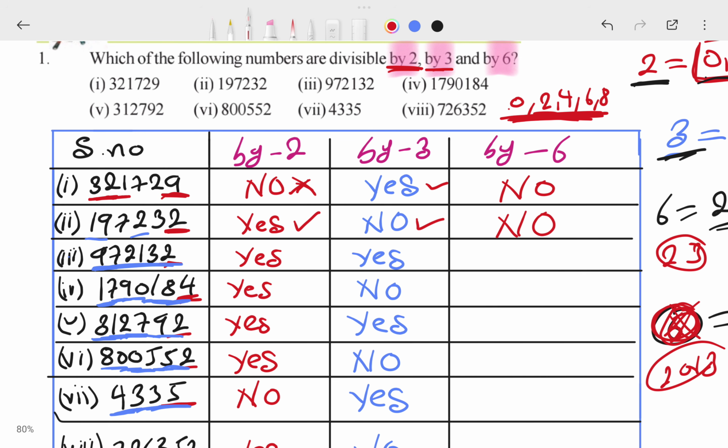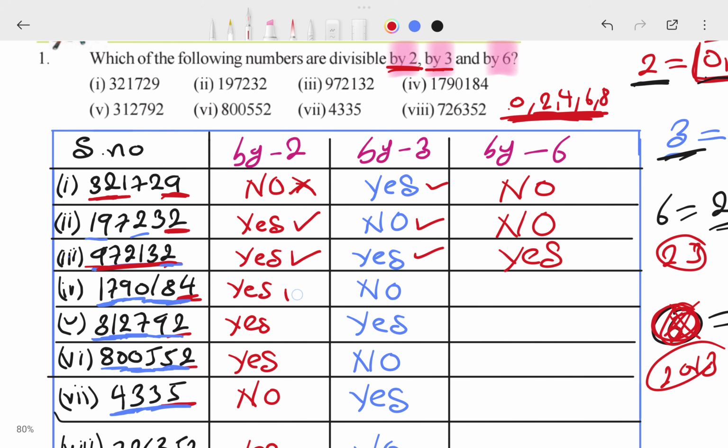Because it has to be divisible by 2 and also by 3, but here it is divisible by 2 but not 3, that's why it is not divisible by 6. Okay, is this third one divisible by 6? Yeah, it is divisible because it is divisible by 2 and also by 3. So this one is divisible by 6.